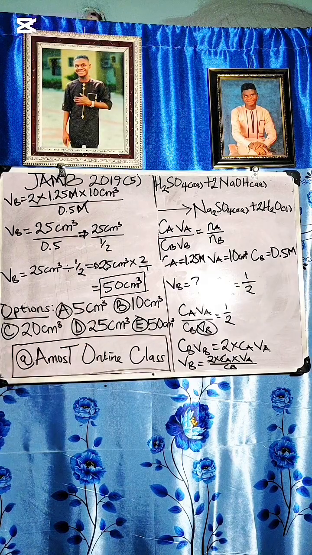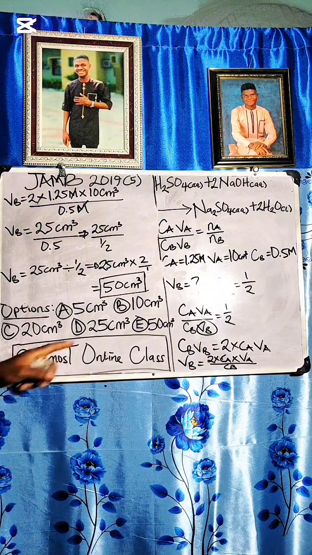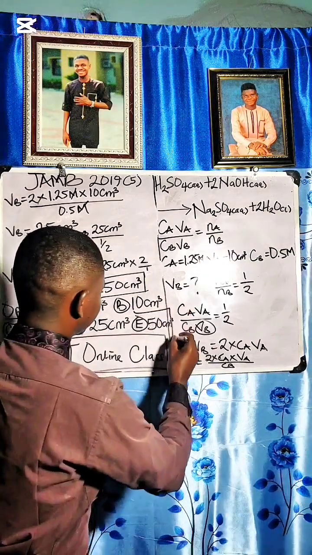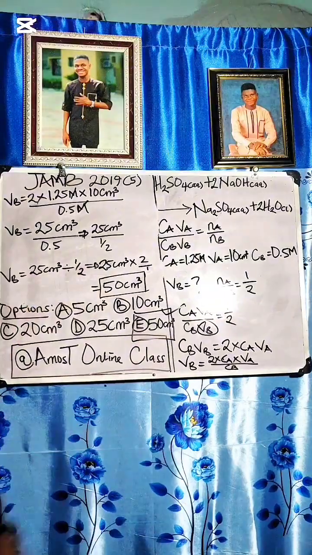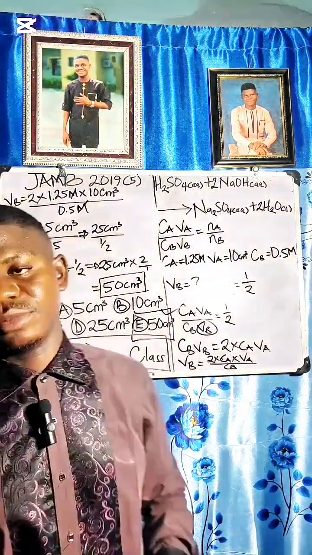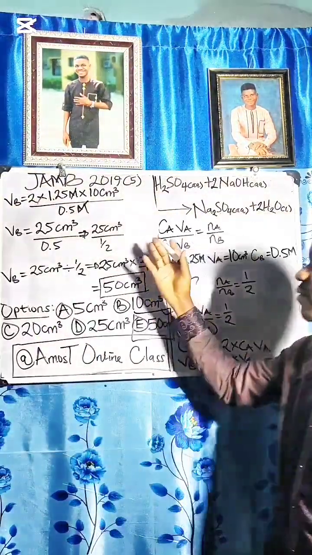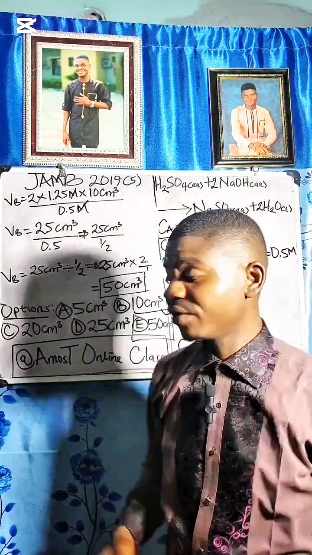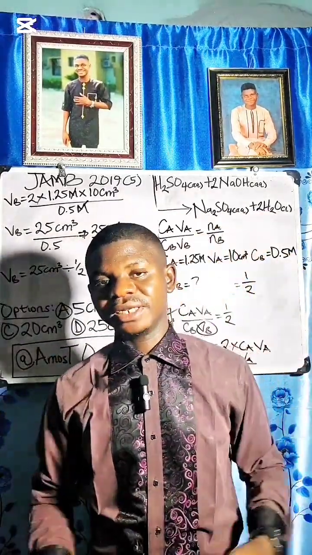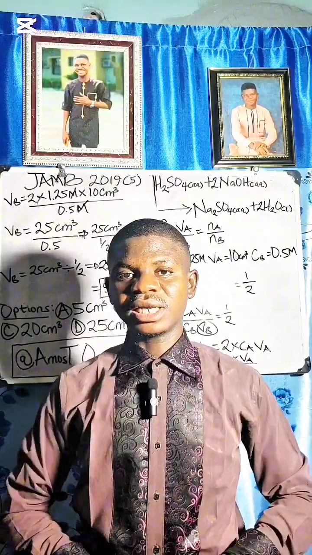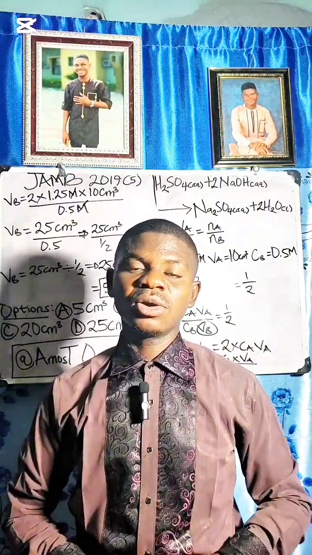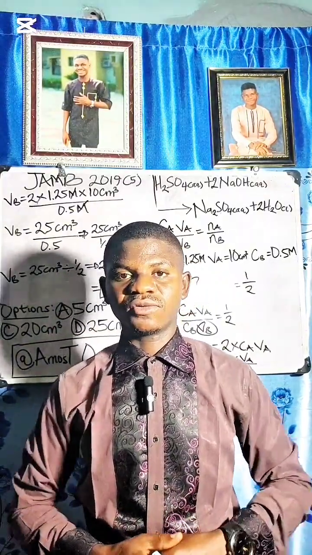So now let's check the options. Option A says 5 cubic cm, B says 10 cubic cm, C says 20 cubic cm, D says 25 cubic cm, and E says 50 cubic cm. So 50 cubic cm, which is option E, is the correct option. This question is coming from JAM 2019, question 5. And we have succeeded in finding the volume of base that will be required to neutralize 10 cubic cm of 1.25 molar sulfuric acid.